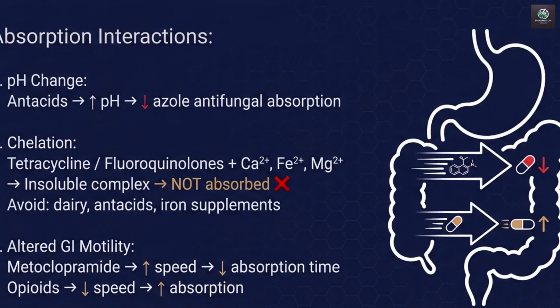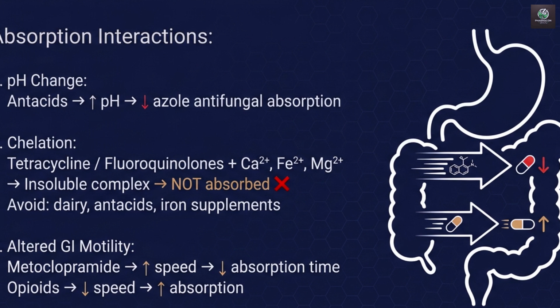Absorption interactions occur before a drug even reaches the bloodstream. Three major mechanisms are involved. First, pH changes. Antacids raise gastric pH, impairing the absorption of drugs that require an acidic environment for dissolution, such as itraconazole and ketoconazole. Second, chelation. Tetracycline and fluoroquinolone antibiotics bind tightly to divalent metal ions such as calcium, iron, and magnesium, forming insoluble complexes that cannot be absorbed. For this reason, these antibiotics should not be co-administered with dairy products, antacids, or iron supplements.